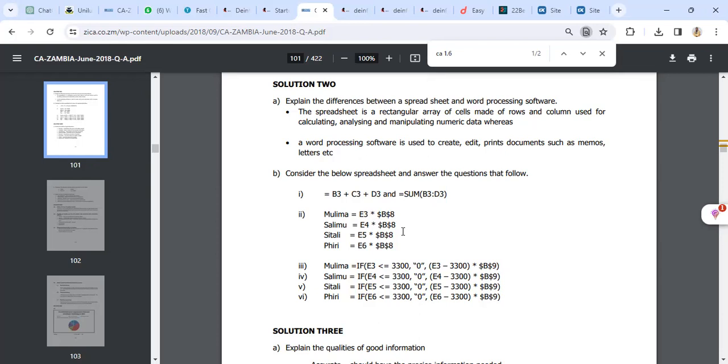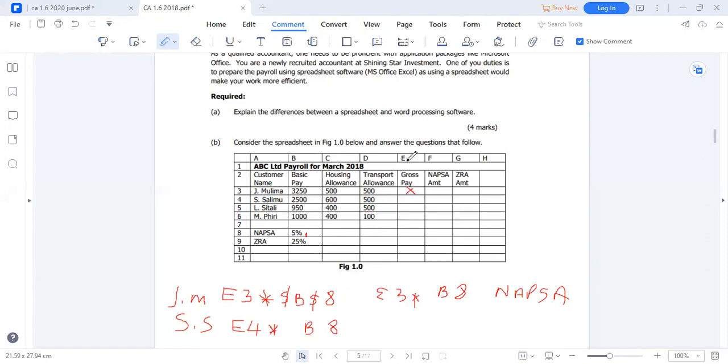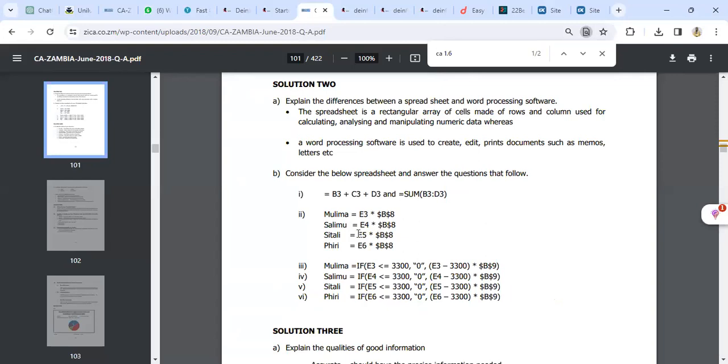Starting from 3: Mulima, Salimu, and the rest. All the same, you're just using these figures here. For Mulima, it's E3 times B8. Salimu, it's E4 times B8. The next is E5 times B8. And E6 times B8. All of them are just multiplying by B8. Do we need to put equal signs? They just ask for the formula. All right. Just leave it like this. I'm just asking for the spreadsheet formula.